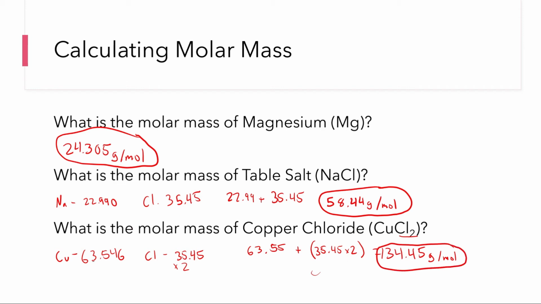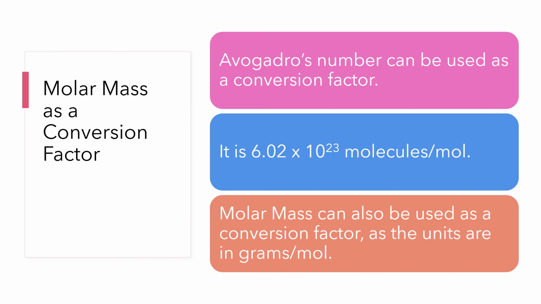So again, all we're doing is taking the atomic mass of each element in our substance, multiplying it by the number of occurrences of that element within the substance, and then we just add those together, and that'll give us our molar mass. Much like we used Avogadro's number as a conversion factor, molar mass can also act as a conversion factor. While Avogadro's number allows you to convert from molecules or atoms to moles, molar mass allows you to convert from grams to moles. Let's do some practice examples.